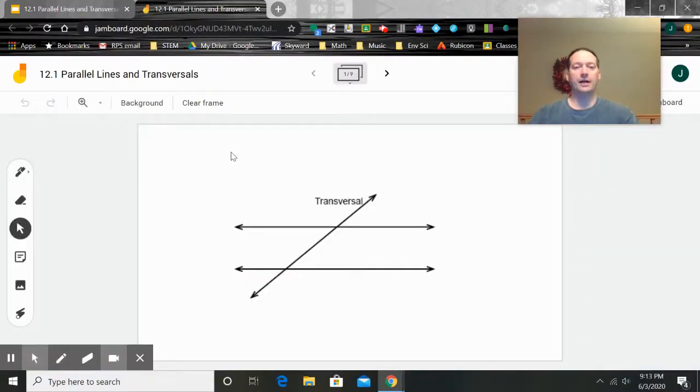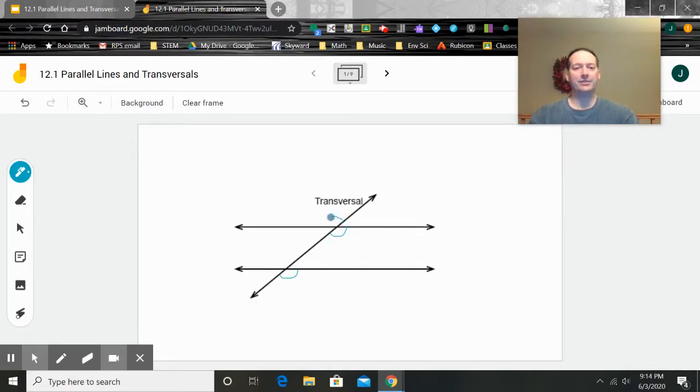So that leads us to what in the world corresponding angles look like. One of the things that they'll do when you have equal angles or congruent angles is they will make this little semicircle, half circle, to show that these two angles are congruent.